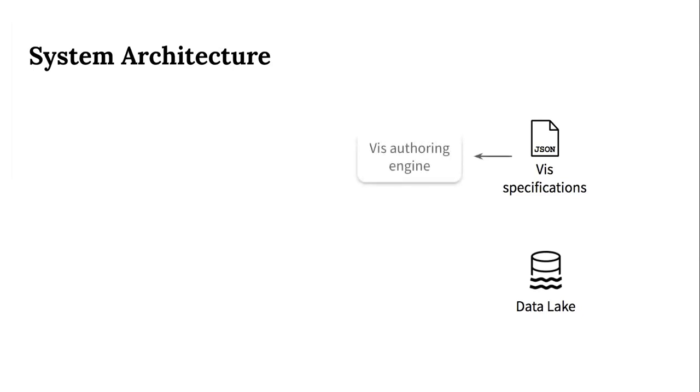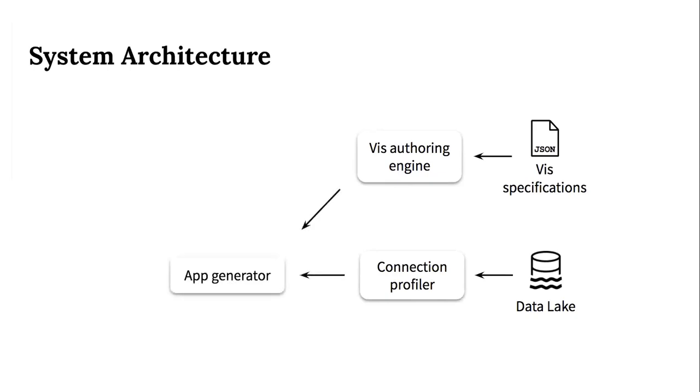Here's the system architecture. As input, we have a data lake and a set of visualization specifications which are optional. The viz specifications are sent to a viz authoring engine, which generates visualization metadata. And a connection profiler is responsible for extracting data connections offline. Both pieces of information are fed to an app generator, which automatically constructs jumps between visualizations. The Kyrix-J UI then renders the visualizations and jumps at runtime.